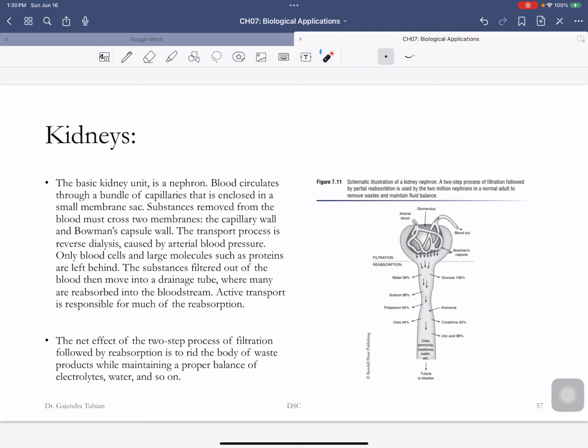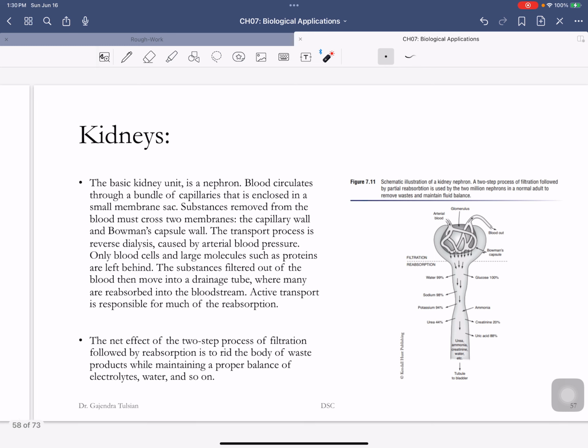98% of the sodium is reabsorbed. 94% of the potassium is reabsorbed. Ammonia, 20% of the creatinine is reabsorbed. Urea, 40% of urea is reabsorbed, 88% of uric acid is reabsorbed, and then all the rest goes away.